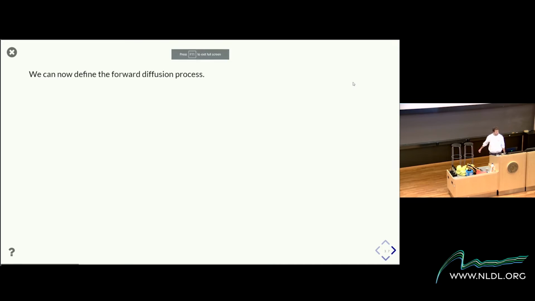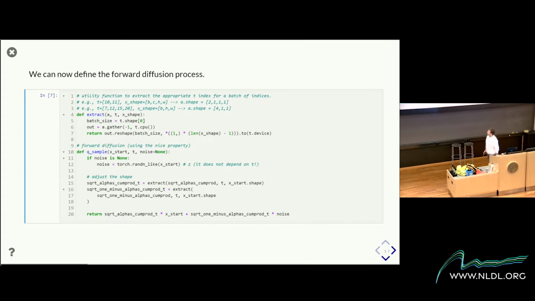Okay, so now we define the forward diffusion process. We have all the elements that we need for doing it. The first thing, I'm not going to comment on too much: this extract function is just something to put things in the right shape. If you do deep learning, it's always a game of shapes, and here it's just a function that puts the right singleton dimension in the right place so we can multiply things properly. So it's just a utility function.